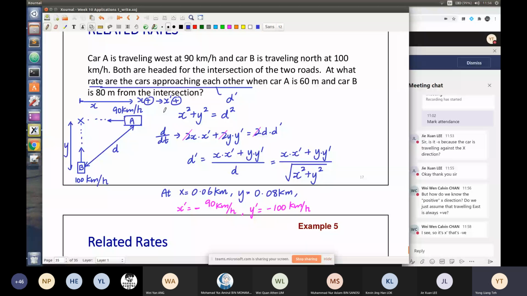Because when you do a d dt, you do not change the vector polarity. So therefore, x prime must be towards the right positive. And in this case, 90 kilometers per hour is towards the left. So hence, x prime must be negative as well. Okay, so two ways you can look at it. You can treat it as a displacement if you want. You can also treat it as a distance. Both will give you the same polarity for x prime.